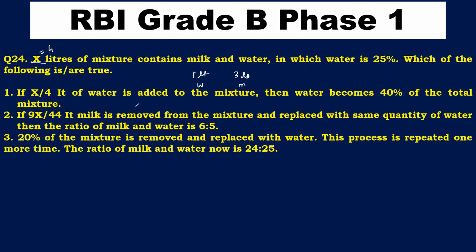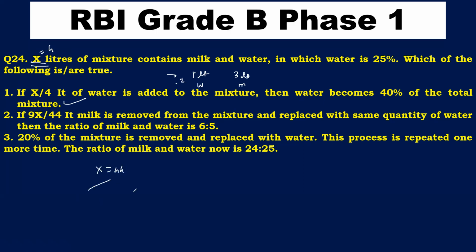If 4 by 4 liter of water is added, 4 by 4 means 1 liter of water is added. So water will be now 2 liter. Then water is 40% of the total mixture. So yes, 2 out of 5 will be 40%. So it is correct. Next, 9x by 44 liter of milk is removed from the mixture. So this time we'll take x is equal to 44.